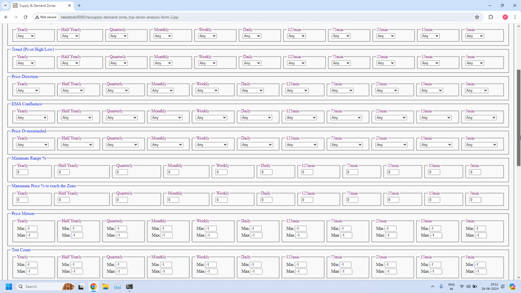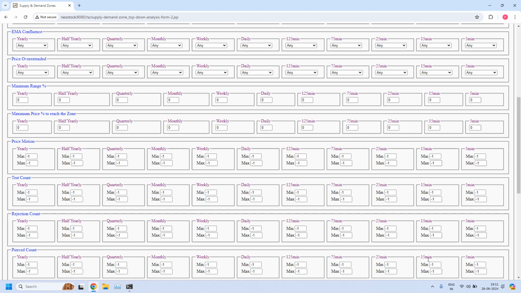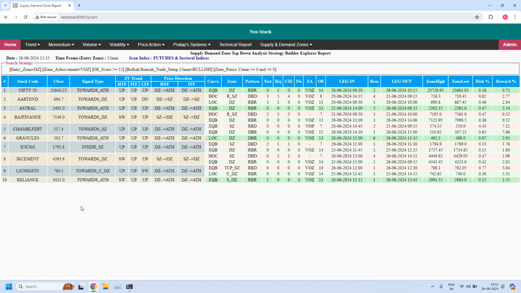And the 3 filters we need to set. First filter, pierced count on 15 minutes time frame should be 0. So in 15 minutes, minimum value 0, maximum value 0, and the zone achievement should be violated opposing zone, minimum odd enhancer score should be 12. With these filters, I am generating the report. Now 10 stocks are filtered, which are supporting bullish trade setup for daily income trade.